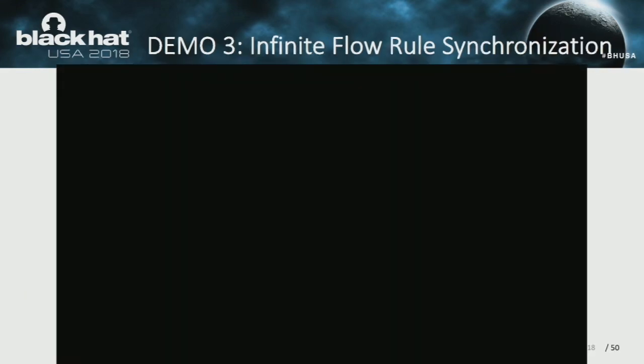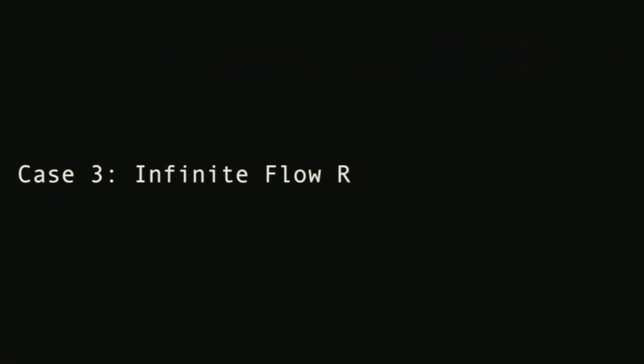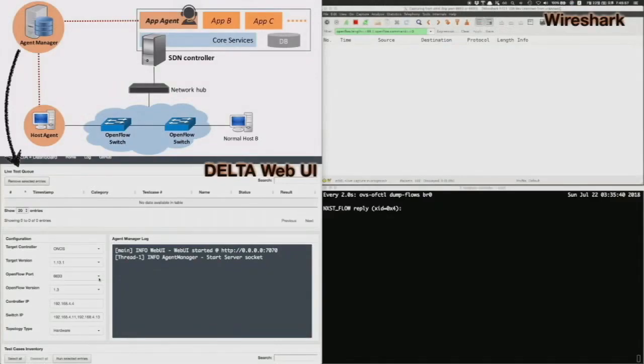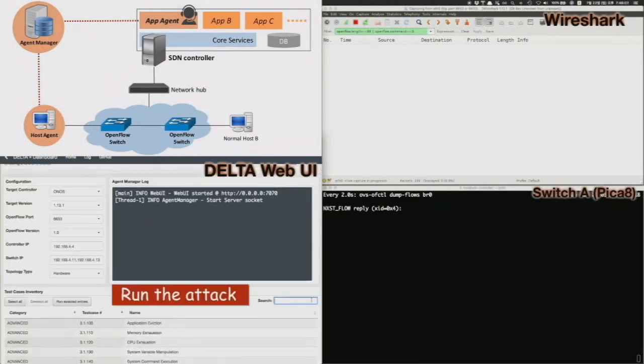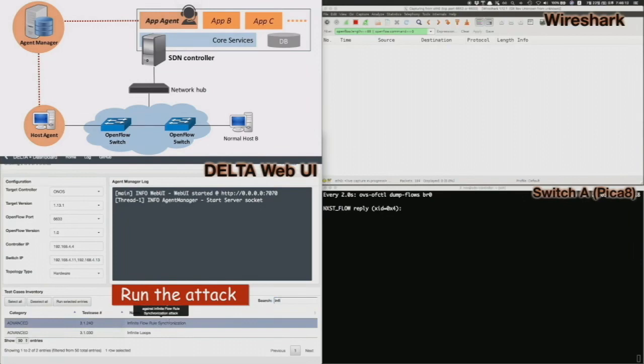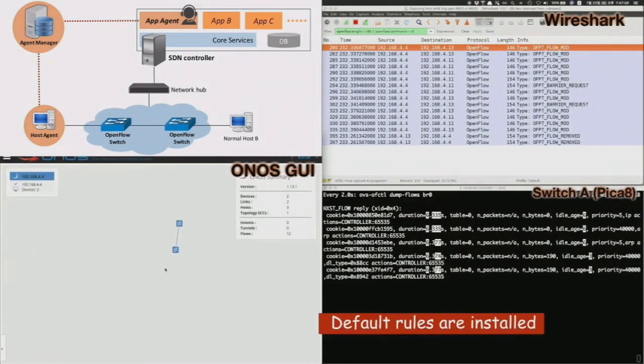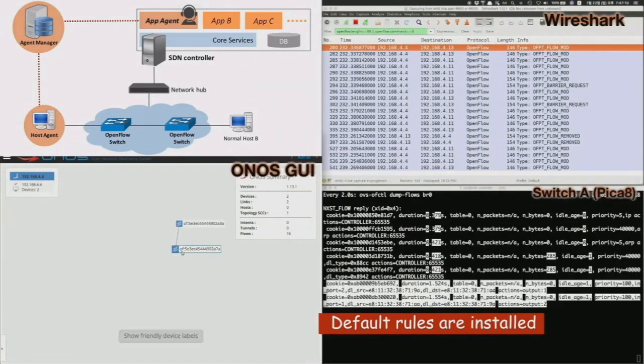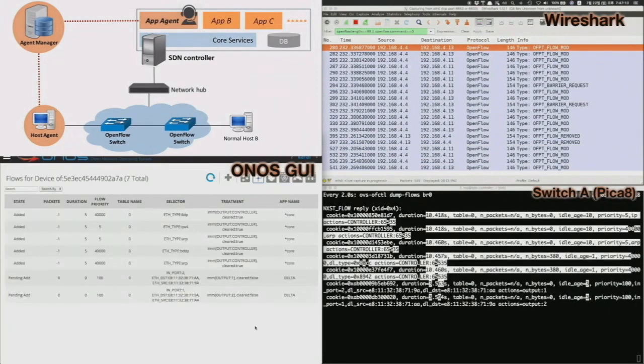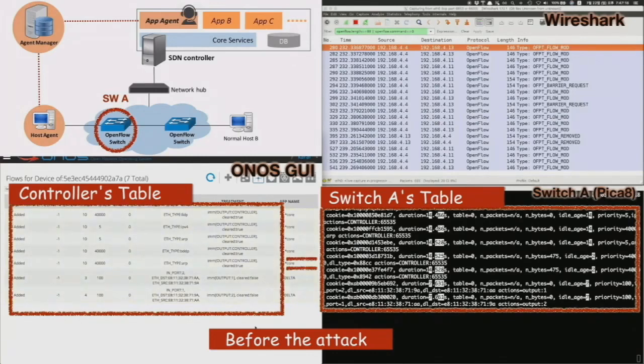So let's take a look at the video clip finally. This attack is effective against the latest version of ONOS, and ONOS will appear at the bottom left. At the start of ONOS, it installed default flow rules into the switches, as you can see on the right. And this terminal is connected to the Pica8 switch, which is a real hardware switch. Here the left table is in the controller's database and the right one is in the switch's table. Before the attack, they are exactly the same.